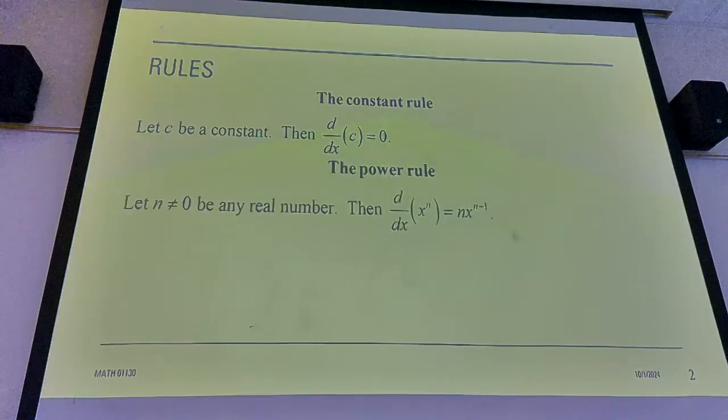Power rule. The derivative of x to the n is n x to the n minus 1, as long as n is not 0. What the hell is that?